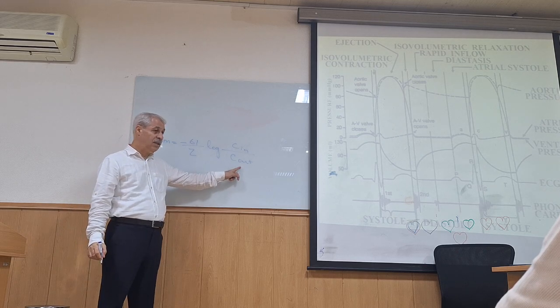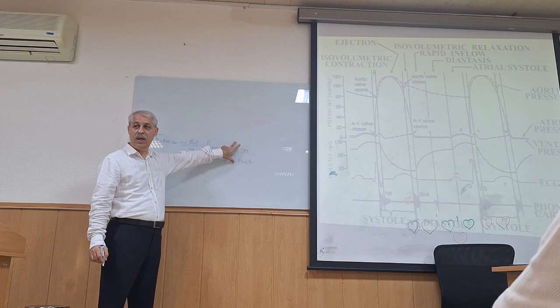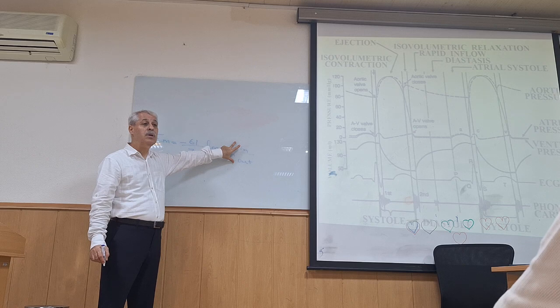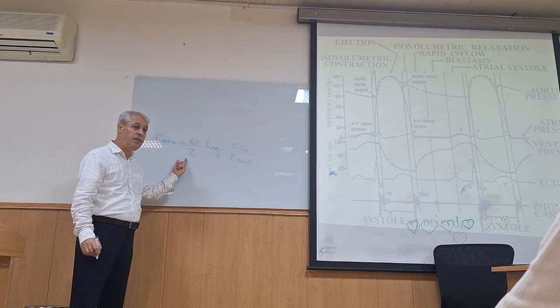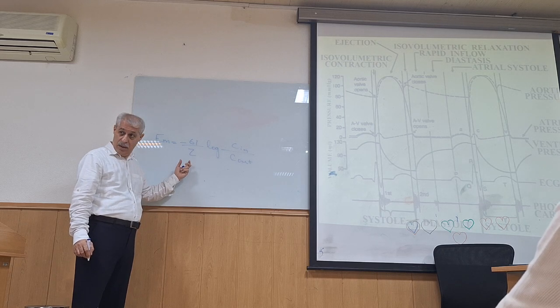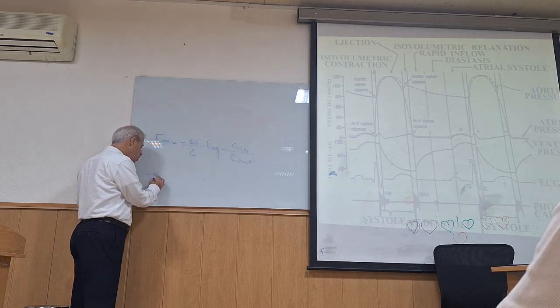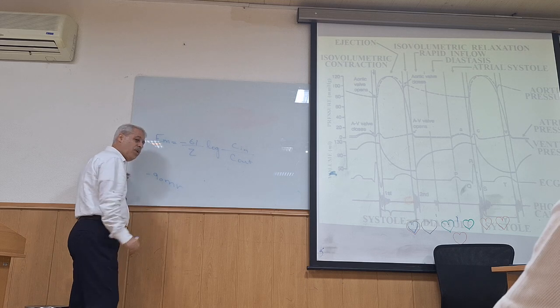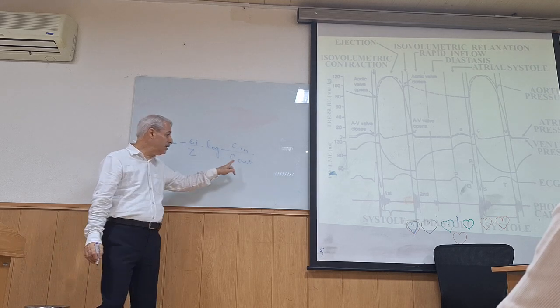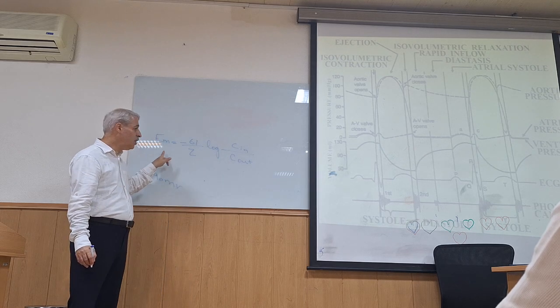If I increase the extracellular fluid concentration of potassium, what is happening to this fraction? Is it bigger or smaller? It will be smaller. Then the membrane potential will be less negative. For example, suppose that the membrane potential is minus 90 millivolts. If I increase extracellular fluid potassium concentration, then the membrane potential will be increased.